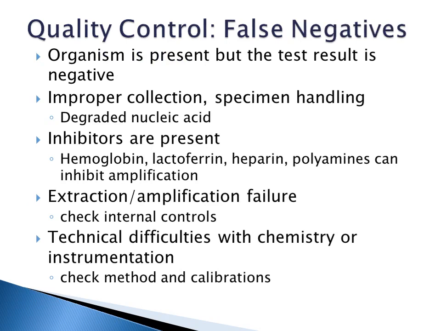Again, quality control, we want to consider our false negatives. So the organism may actually be there, but the test result is negative. This could be due to improper collection or specimen handling, degraded nucleic acid. There might be inhibitors in the sample, so hemoglobin, lactoferrin, heparin, polyamines, all of these can inhibit amplification. You might have had extraction or amplification failure, which is why you really need those internal controls present, so you want to check those. And there could possibly have been technical difficulties with your instrumentation.